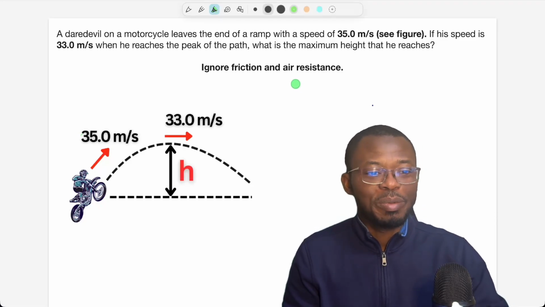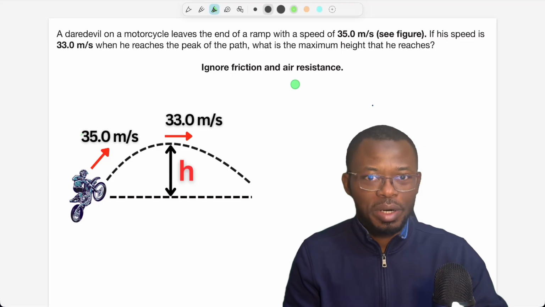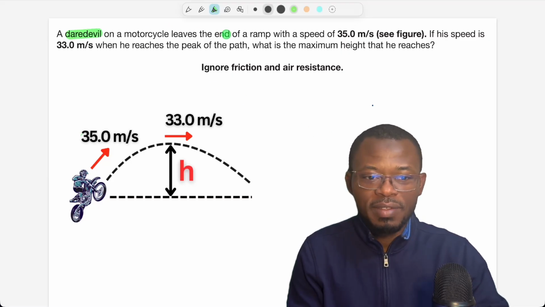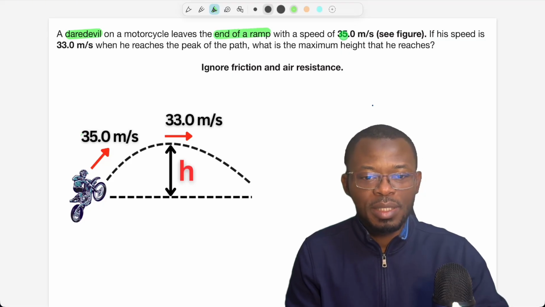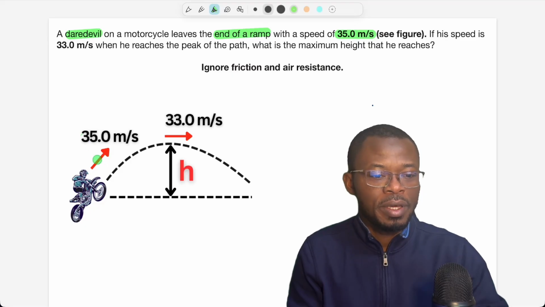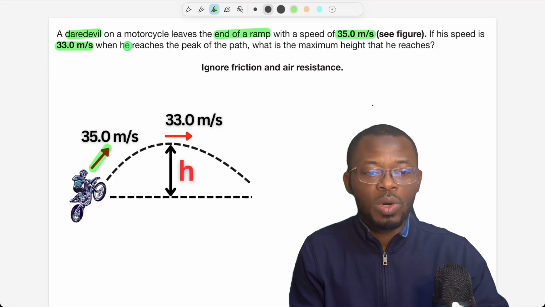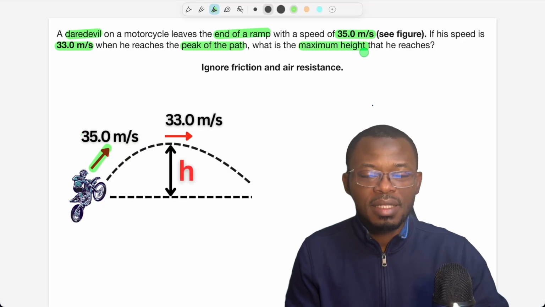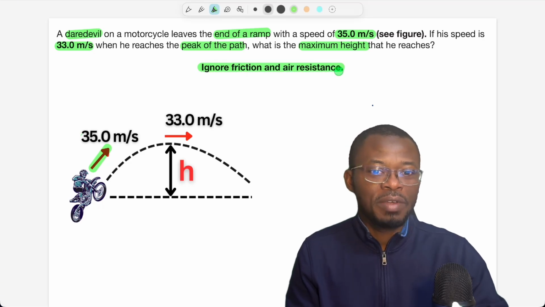In today's video, I'm going to show you how to solve this problem. Let's look at the problem. A daredevil on a motorcycle leaves the end of a ramp with a speed of 35 meters per second as shown in the figure here. If his speed is 33.0 meters per second when he reaches the peak of the path, what is his maximum height that he reaches? And in this problem, we are going to ignore friction and resistance. Now let's dive into the solution.